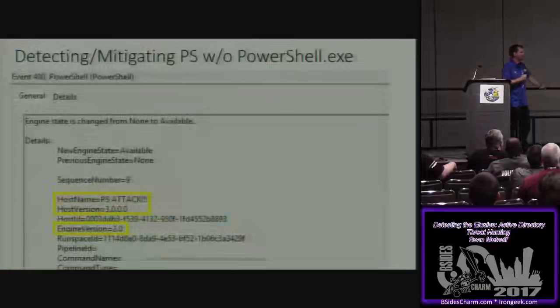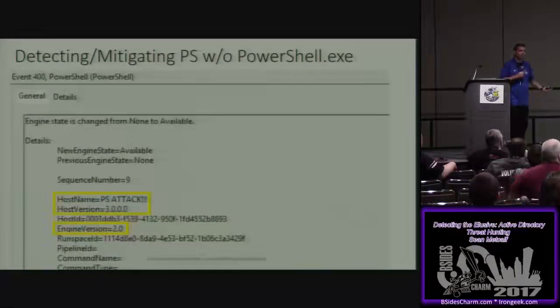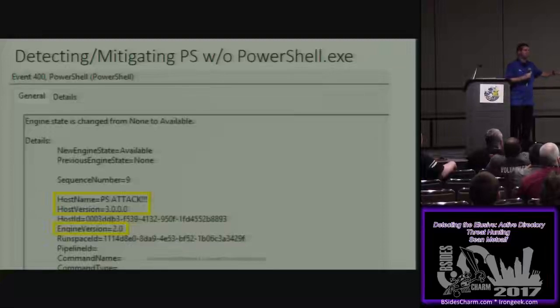This is the engine started, the engine stopped. And you can see here it says the host name and the host version of that tool, and then at the bottom it says engine version equals 2. Well, now we know that it called PowerShell version 2. If we have PowerShell v3, v4, v5 deployed everywhere and we see this, we know that this is something that's a little suspicious. We need to look into why this is happening.